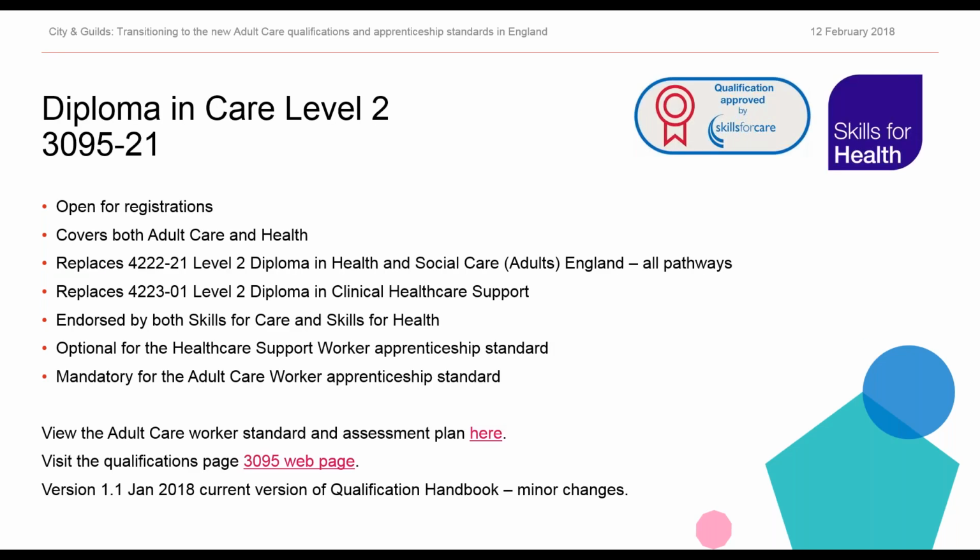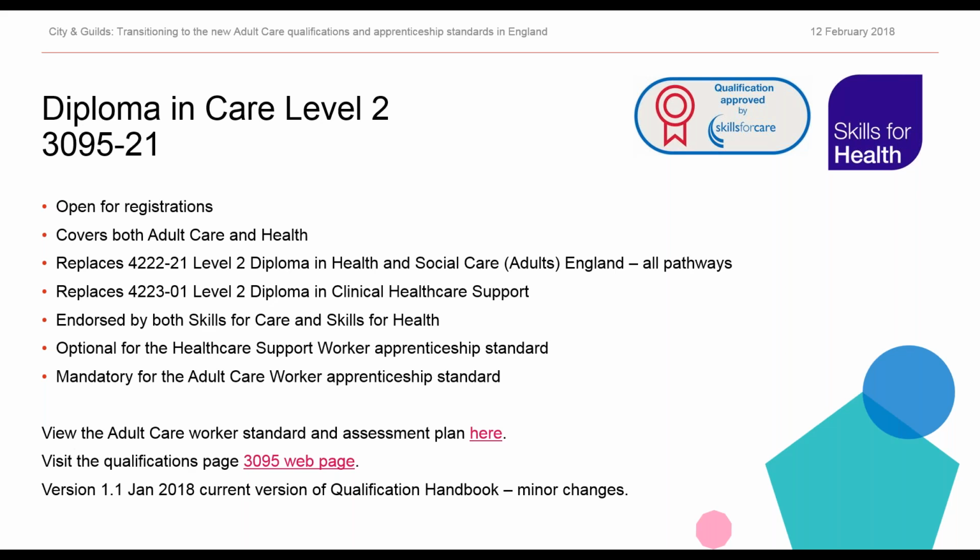Looking in a little bit more detail at the level 2 diploma in care, it's open for registrations and has been from January. It does cover both adult care and health. It replaces both the level 2 diploma in health and social care adults England and also the diploma in clinical health care support. We're delighted to have the endorsement of both Skills for Care and Skills for Health for this qualification. The qualification is an optional choice in the healthcare support worker apprenticeship standard, but now a mandatory qualification for the adult care worker apprenticeship standard.